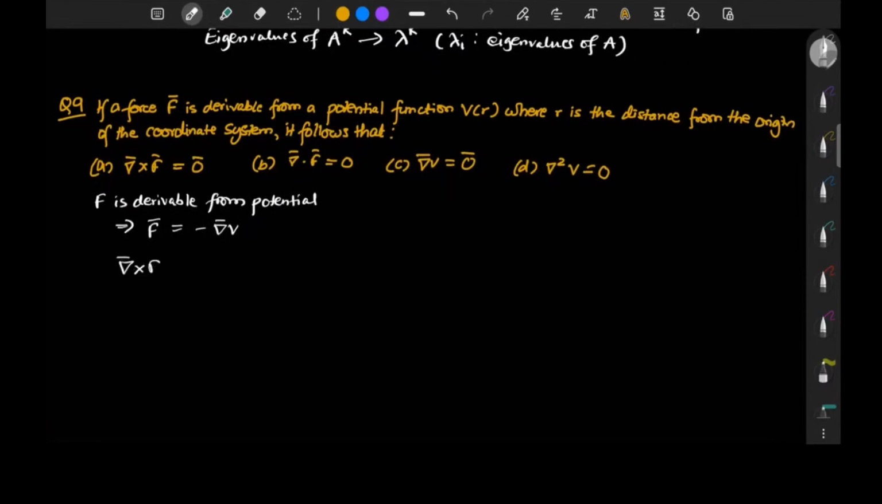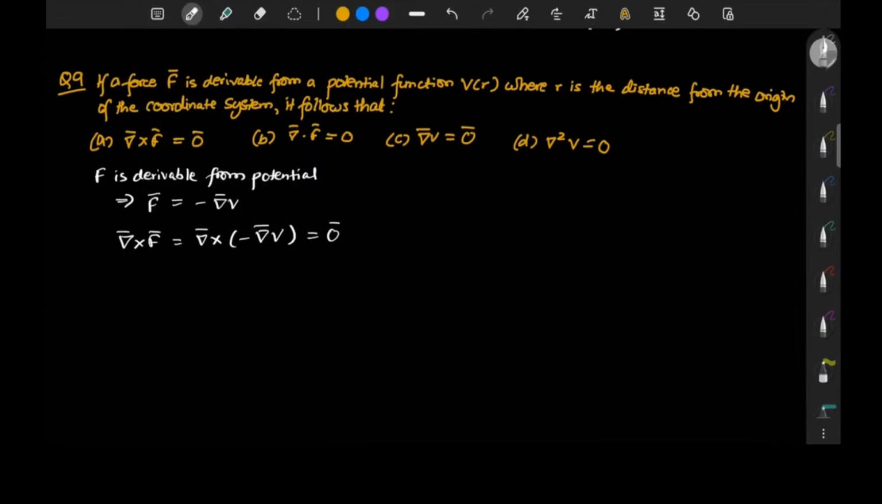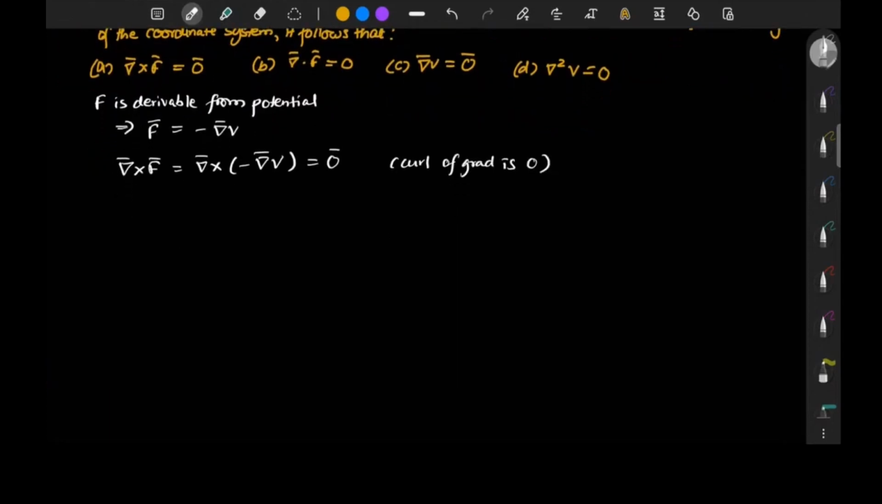And in this, now the curl of the force would be given as curl of this gradient of potential function, and this would be the zero vector. And why? Because we have the property that curl of gradient is 0. And then we have a bunch of other properties in this vector calculus. I will just list out those properties for you.